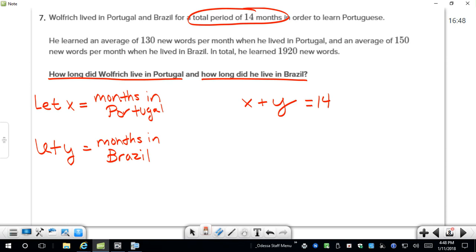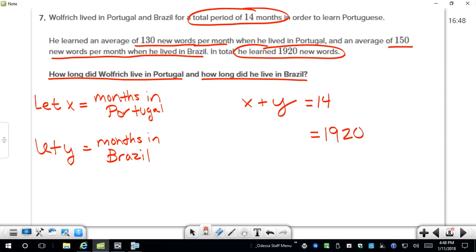Now, they also give us another total down here. They say that he learned 1,920 new words. Now, remember guys, if we've got words on the right side, there must be something to do with words on the left side, and that's where these averages of 130 new words per month in Portugal, and 150 new words per month in Brazil come in handy for us. So he learned 130 new words per month when he lived in Portugal, so that's going to be 130x, plus the 150 per month he learned in Brazil, which is going to give us 150y.